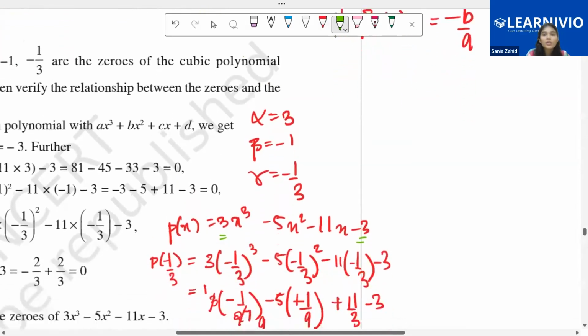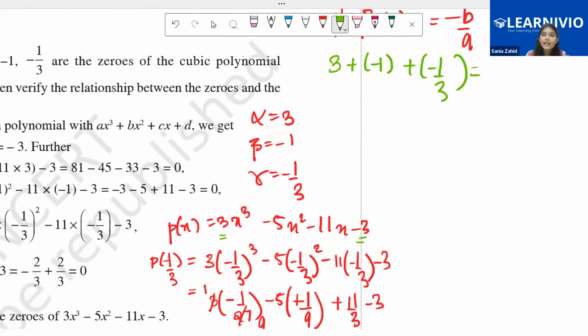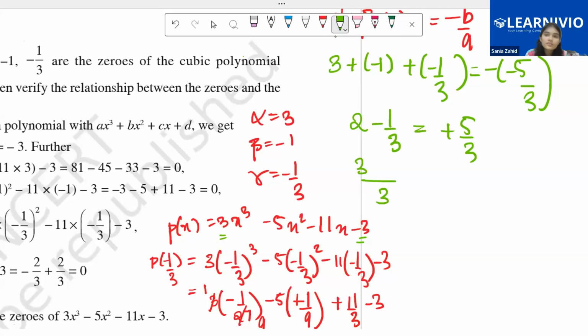So what is alpha now? 3 plus -1 plus -1/3 should give you negative b over a. That means negative 5 over 3. All right. So 3 minus 1 is 2 minus 1/3 should give you plus 5/3. Yeah, it's giving you 5/3 only. No, wait.